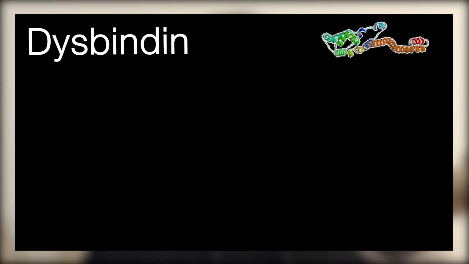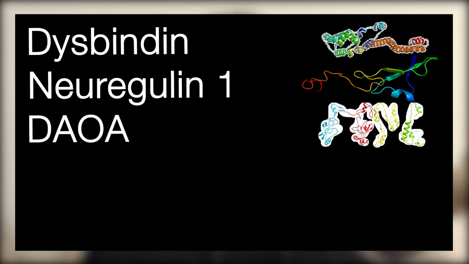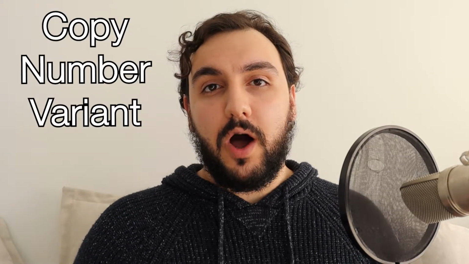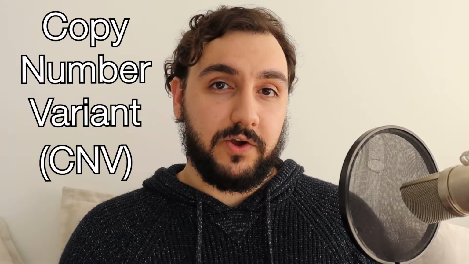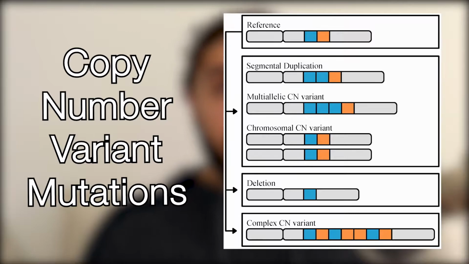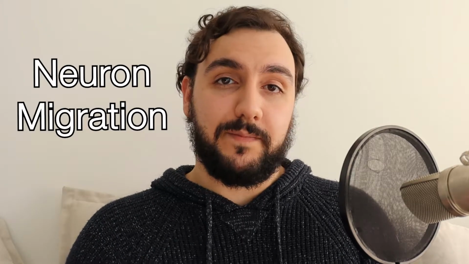It's believed that mutations in the genes for dysbindin, neuregulin 1, DAOA, COMT, and DISC1 could cause schizophrenia. Specifically, a type of mutation called a copy number variant, or a CNV, could be to blame. This type of mutation deletes or duplicates a large portion of DNA from a gene. So what do all these genes do? Well, they alter the ability of your neurons to migrate.